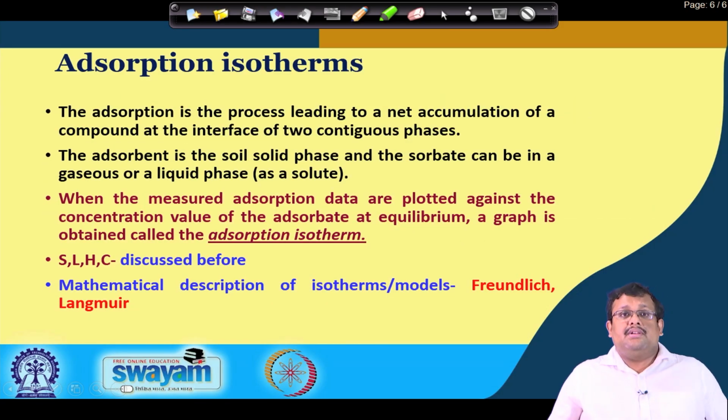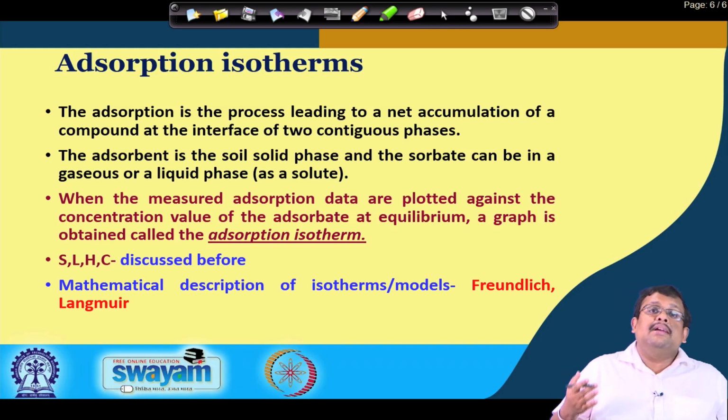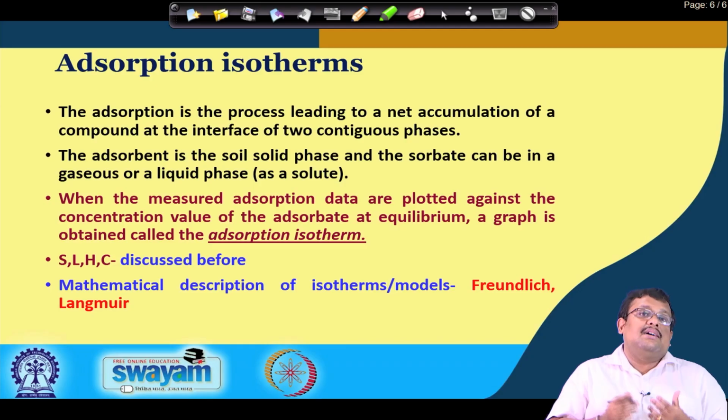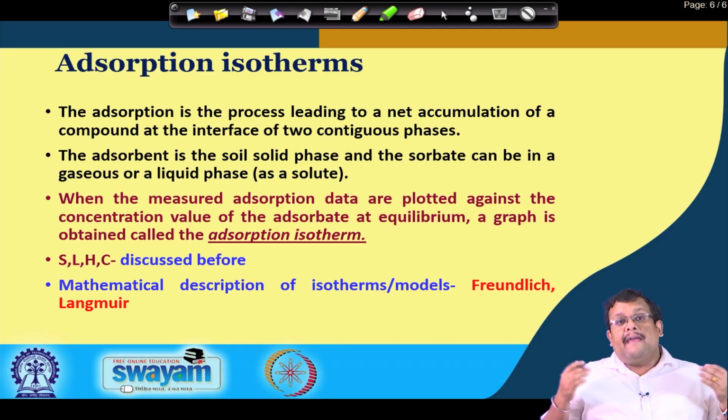So the adsorption is the process leading to a net accumulation of a compound at the interface of two contiguous phases, and we know that the adsorbent, basically when we talk about soil adsorption, here the adsorbent is the soil solid phase, and the sorbate can be in a gaseous or a liquid phase as a solid. Now, when the measured adsorption data are plotted against the concentration value of the adsorbate at equilibrium, a graph is obtained which we call adsorption isotherm.